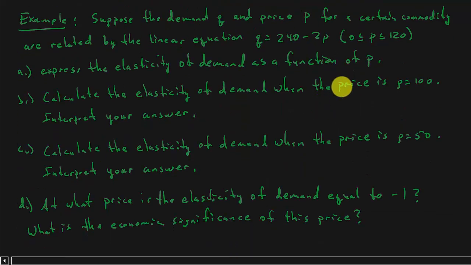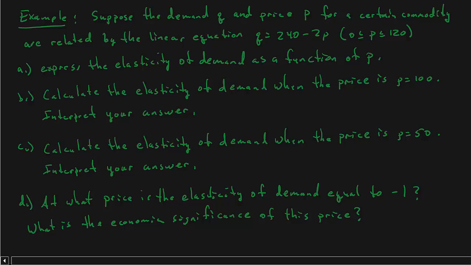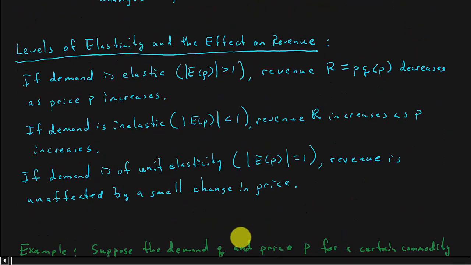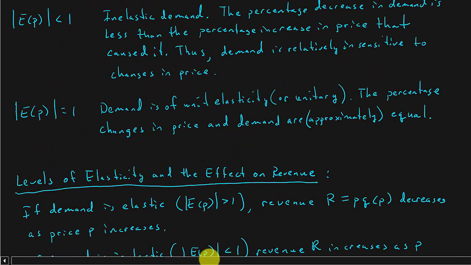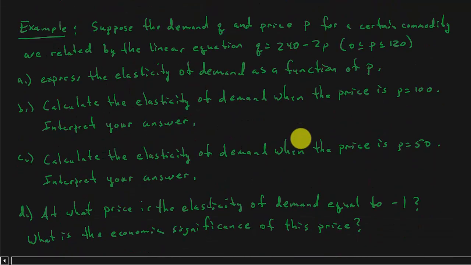So let's look at an example. I think these next examples will kind of clear up what all of this right here means. Okay. Suppose the demand Q and price P for a certain commodity are related by the linear equation this.